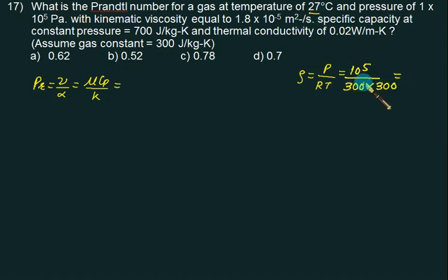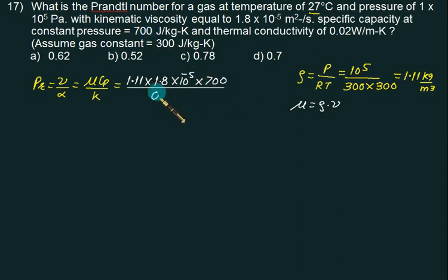So we have 1.11. We know that mu is given by a product of rho into nu. We'll substitute this value back. So we have 1.11 into kinematic viscosity, which is 1.8 into 10 to the power minus 5. Cp is 700 and K is 0.02. Pr is 0.7.